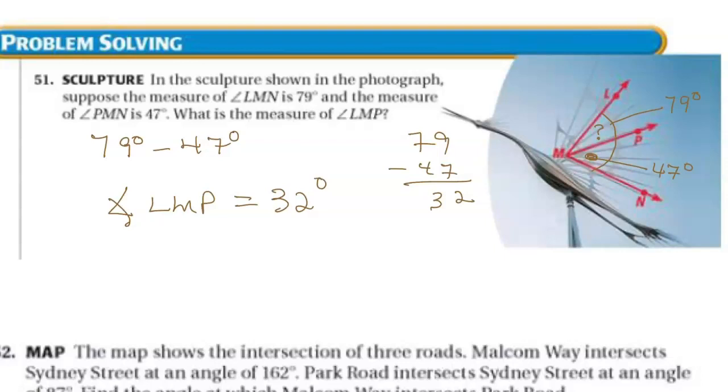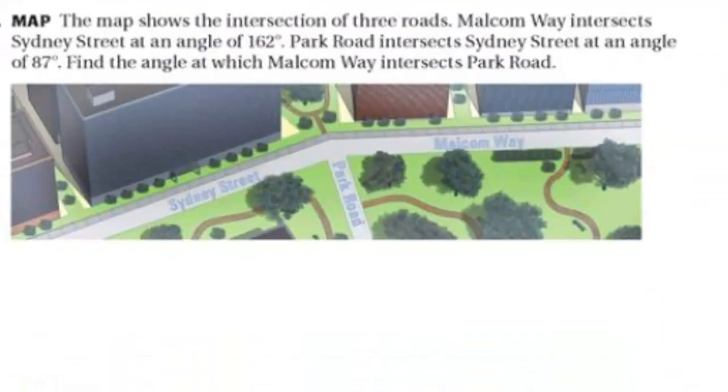Okay, so it's just an angle addition problem. The big angle equals the sum of the smaller angles. And the big angle was this angle right here, so that was the 79. And the 47 was this angle right here. So they wanted us to find this angle right here, and that's the 32. Okay? Okay, let's read the next one.